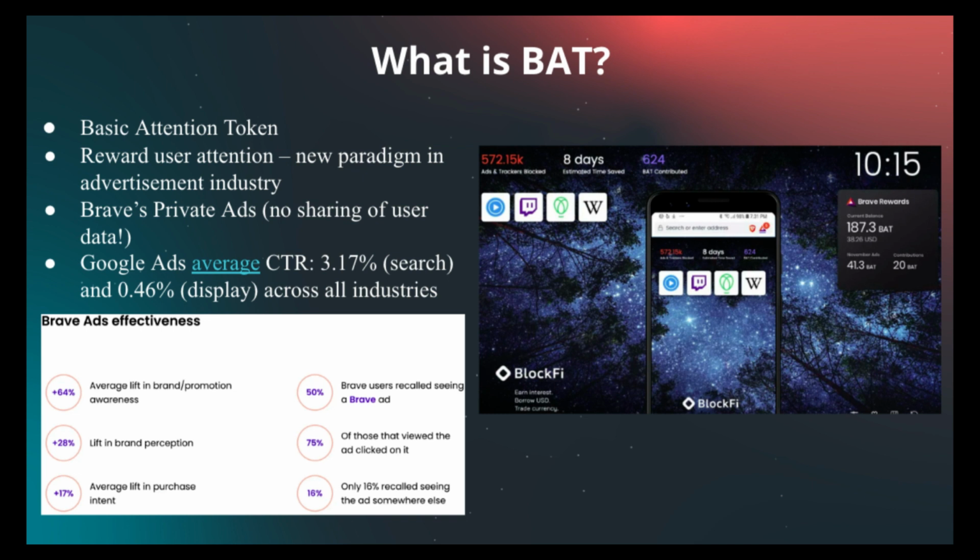But I think the fact that they require you to opt in, and that they also reward you with the BAT token for watching those ads, are also strong factors to consider when analyzing the overall effectiveness of Brave ads.